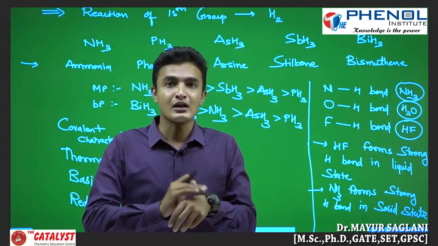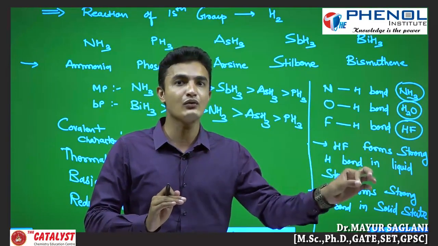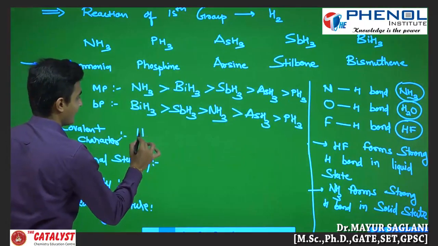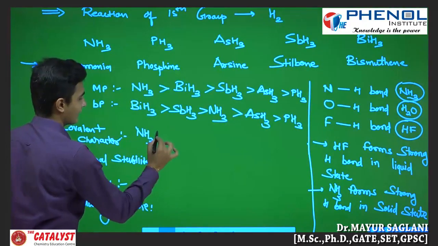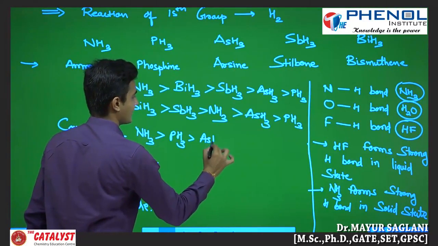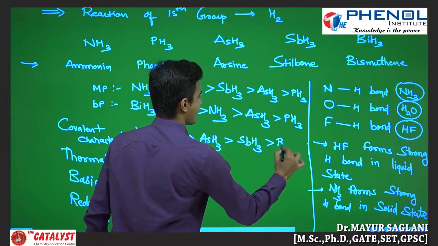So we can say covalent character decreases down the group. So we can write here NH3 is the most covalent, then PH3, then AsH3, SbH3 and then BiH3.